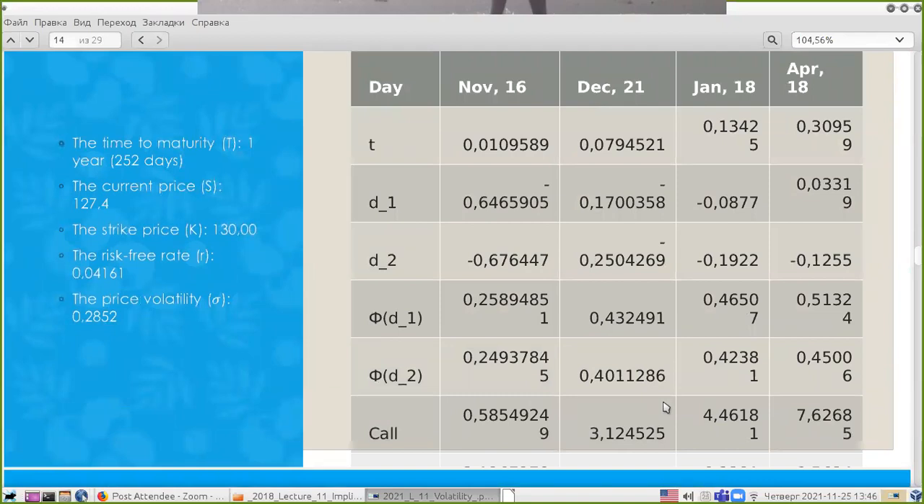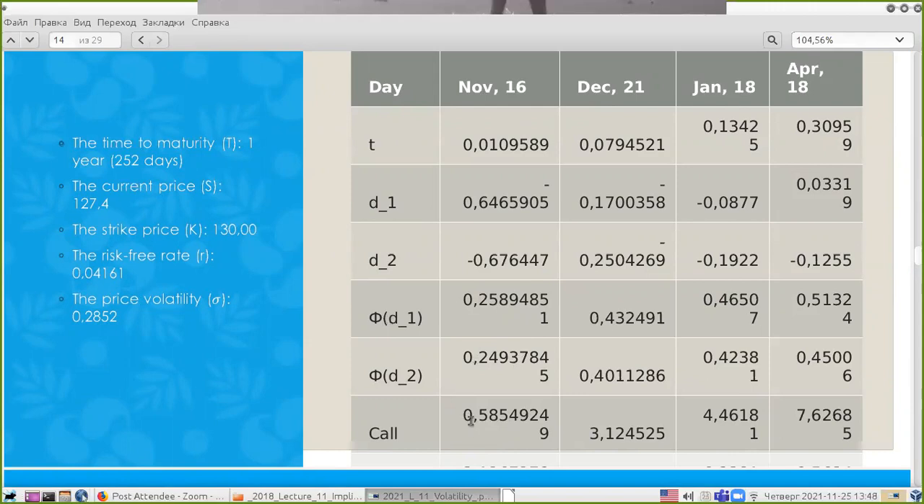And in your individual task, you need to compute the fair price for a call and put option. For this, the time is given. It is the amount of days divided by 365 or 252. It's up to you. After that, we need to compute D1, D2, the cumulative function of the normal distribution from D1 and D2, and after that, use the Black-Scholes formula.